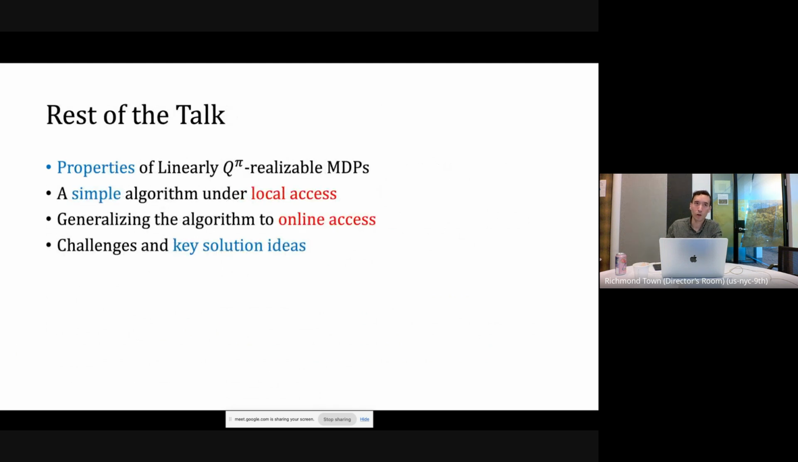For the rest of the talk, this is what we're going to go through. First, we look at some properties of this linear Q-pi setting. Then I'm going to show you a very simple algorithm when you have the local access model. Then we're going to generalize the algorithm to online access. And then I'm going to go through a proof sketch of the method: what are the key challenges and ideas that we use.